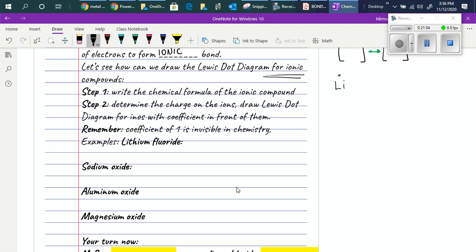Lithium as an atom has 1 electron in the outer shell. Fluorine as an atom has 7 electrons in the outer shell. Okay, now what is happening here? Lithium loses this electron, and fluorine gains this electron here.